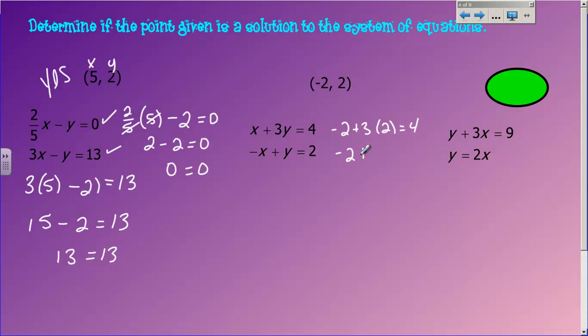So I have negative 2 plus 6 equals 4. And when I do negative 2 plus 6, well, what do you know? It actually equals 4. So 4 equals 4. It does work for this one. So now I have to test the second one.